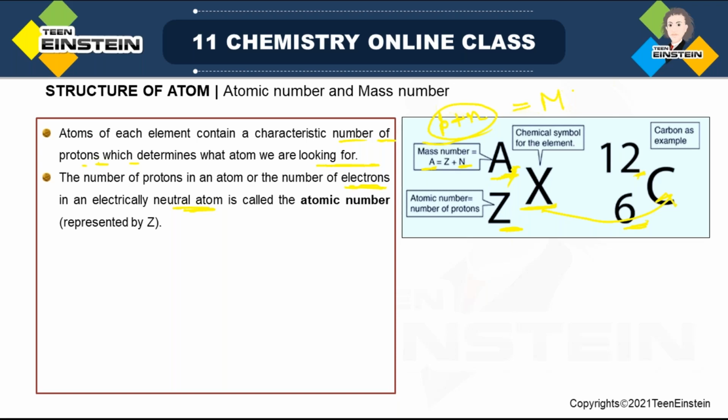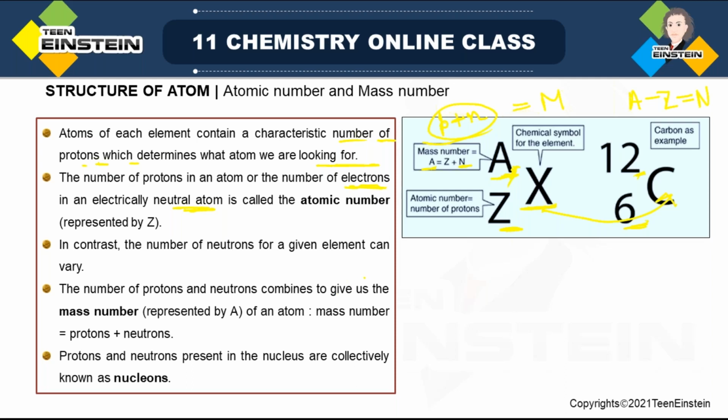In this representation, you can simultaneously understand the atomic number and the mass number. And if you simply deduct the atomic number from A, that is, A minus Z, what do you get? You get N, because A is Z plus N. So N will be A minus Z. So you can also identify the number of neutrons.